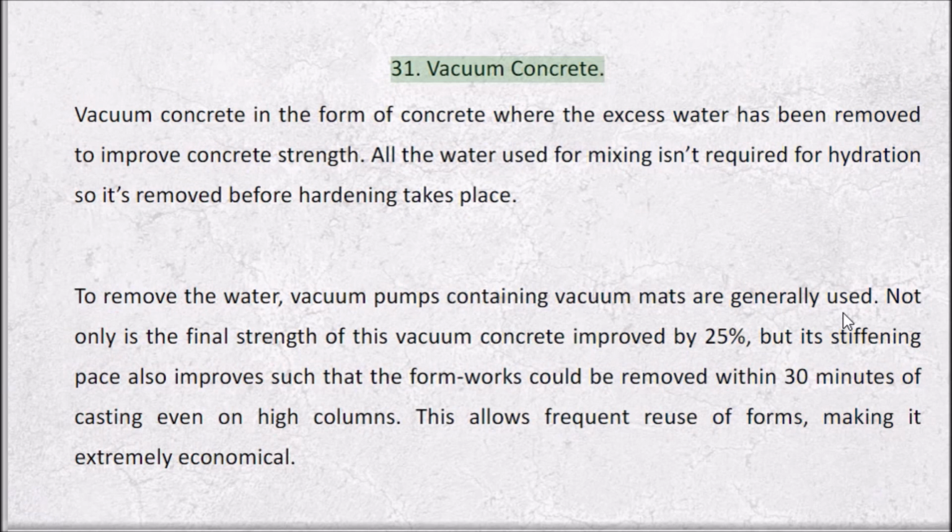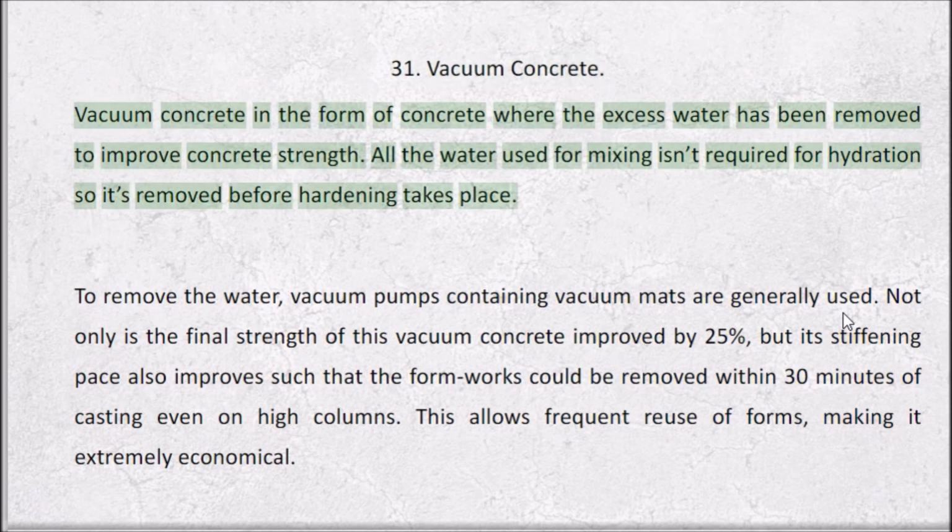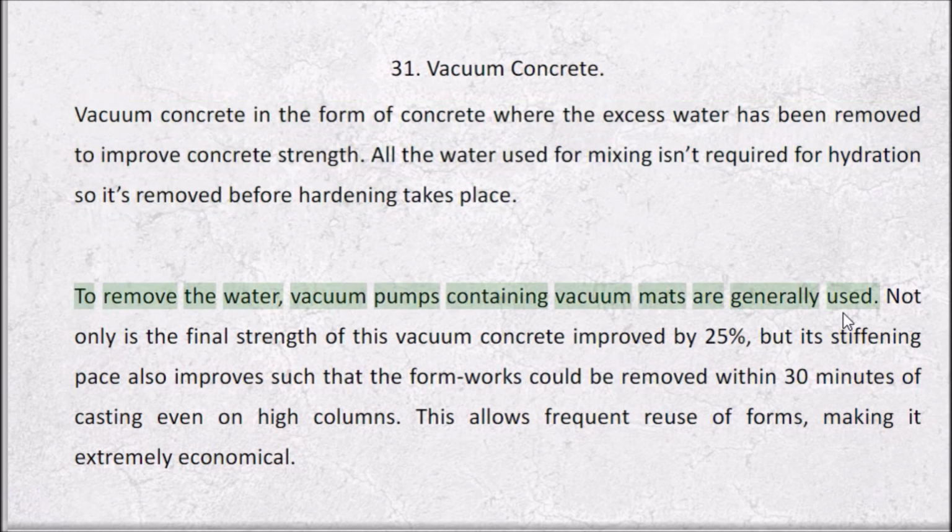31. Vacuum concrete. Vacuum concrete is a form of concrete where the excess water has been removed to improve concrete strength. All the water used for mixing isn't required for hydration, so it's removed before hardening takes place. To remove the water, vacuum pumps containing vacuum mats are generally used.